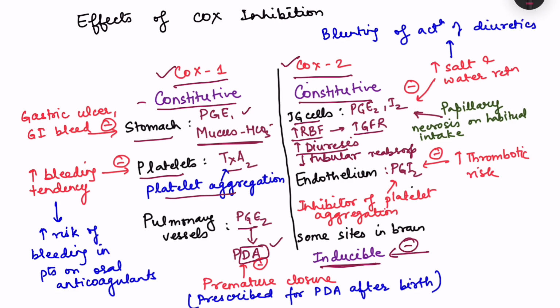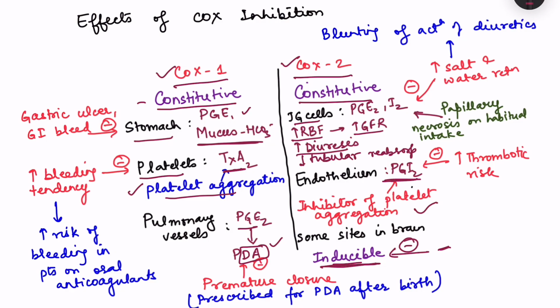Then by vascular endothelium, this prostaglandin I2 is released because of the action of COX-2, and this is inhibitor of platelet aggregation. We saw thromboxane A2 is promoter of platelet aggregation, and this prostaglandin I2, or also known as prostacyclin, released from the vascular endothelium, is inhibitor of platelet aggregation. Okay. And then obviously it is inducible, which is induced in case of inflammatory sites, and so inhibition of this action is responsible for the action.